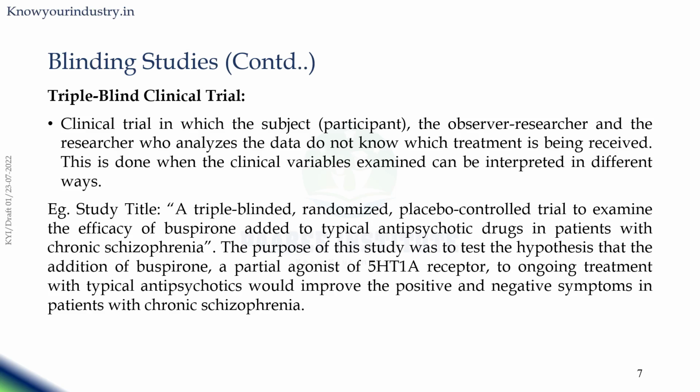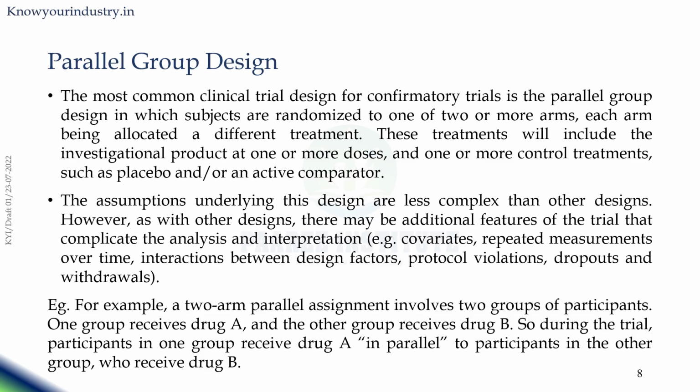This is done when the clinical variables examined can be interpreted in different ways. For example, a triple-blinded, randomized, placebo-controlled trial to examine the efficacy of buspirone added to typical antipsychotic drugs in patients with chronic schizophrenia. The purpose of these studies was to test the hypothesis that the addition of buspirone, a partial agonist of 5-HT1A receptor, to ongoing treatment with typical antipsychotics would improve the positive and negative symptoms in patients with chronic schizophrenia.